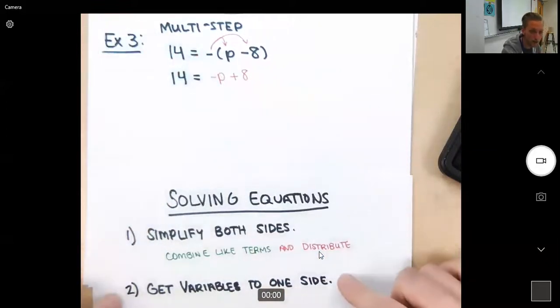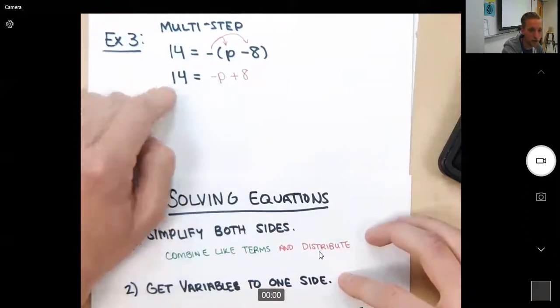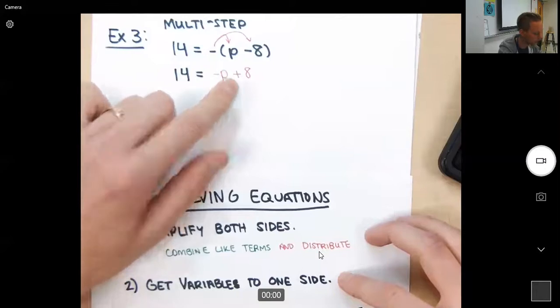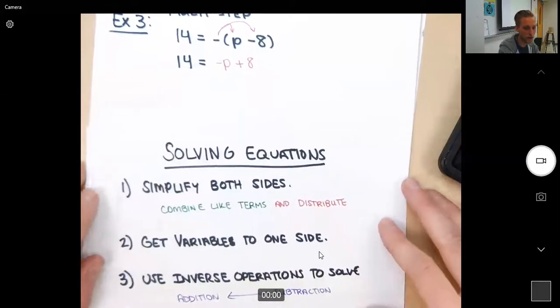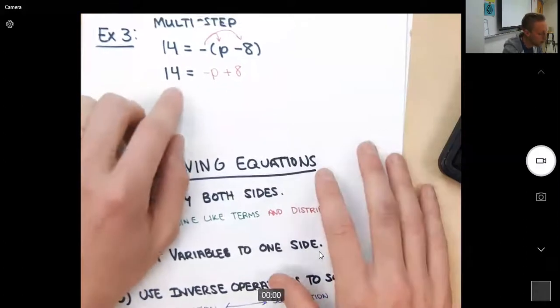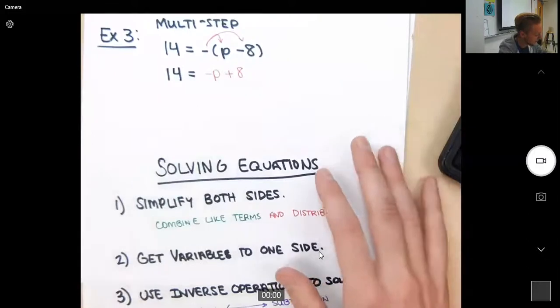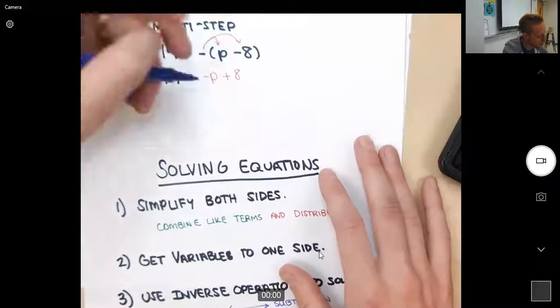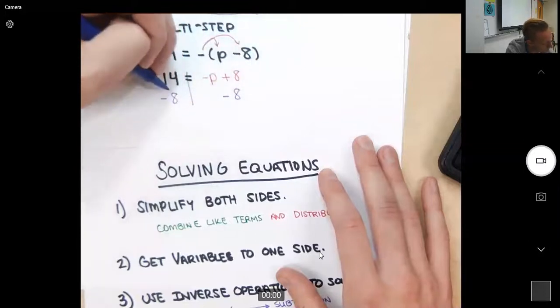Now let's check. Do I need to get the variables to one side? Well, p is our variable. There's no p's over here. Only one on this side, so we're good there. So now we're going to use inverse operations to solve. So I have got 14 equals negative 1 times p plus 8. Okay, so the first thing I hear myself say is, oh, okay, I've got that plus 8, so I'm going to subtract 8 from both sides.